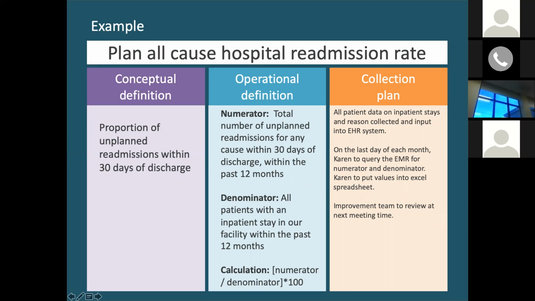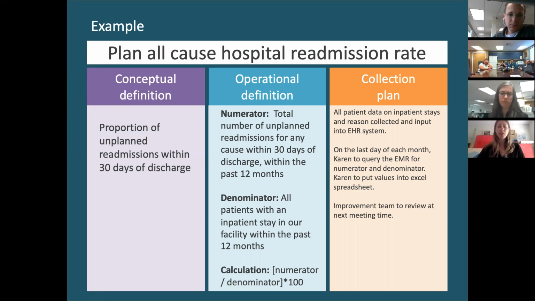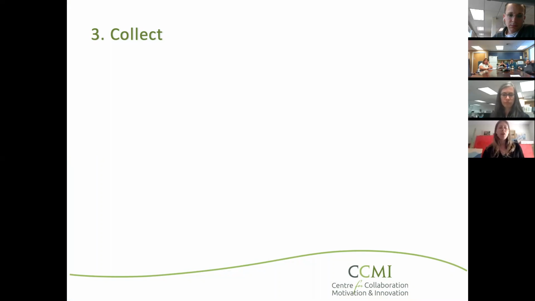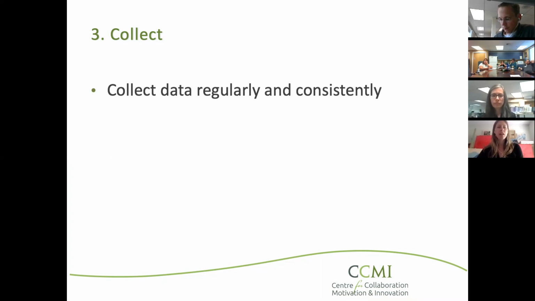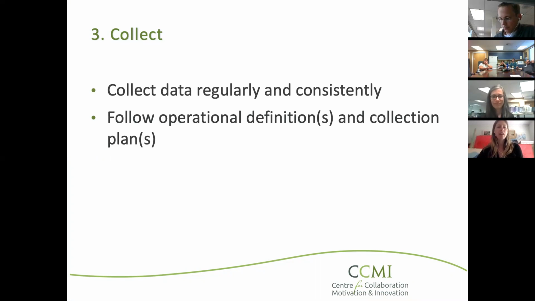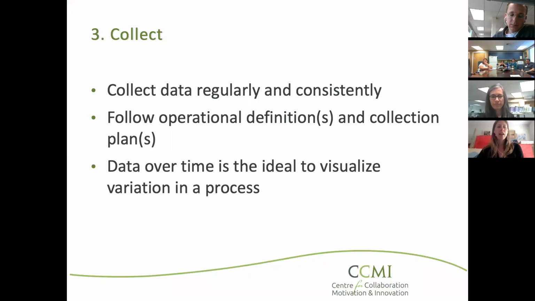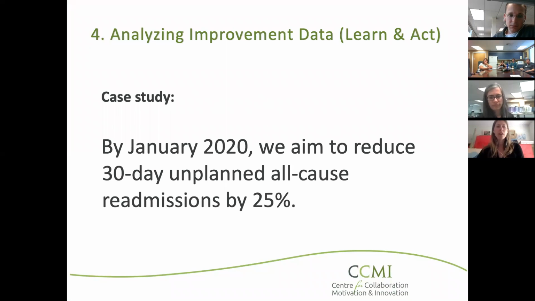In terms of setting up and defining your measures, having an operational definition and a collection plan makes sure that you're measuring the same thing each month, each period of measure. The third step in our measurement process is collection. This one's pretty easy. Collect the data regularly and consistently. Make sure you're following your operational definitions and collection plans. Data over time is ideal to visualize variation in our processes. We'll talk a little more about that, starting with a case study.